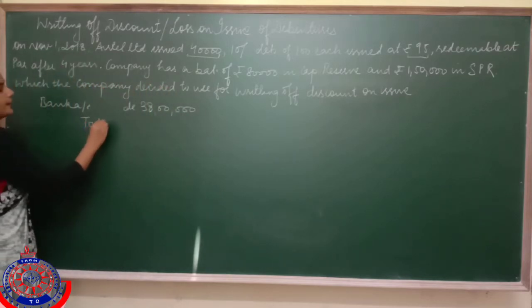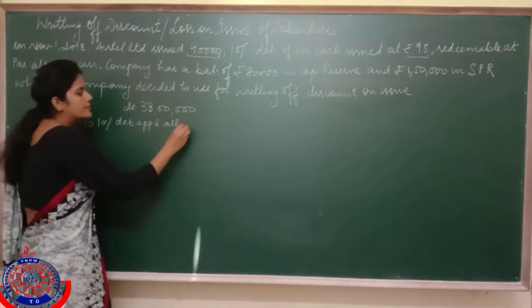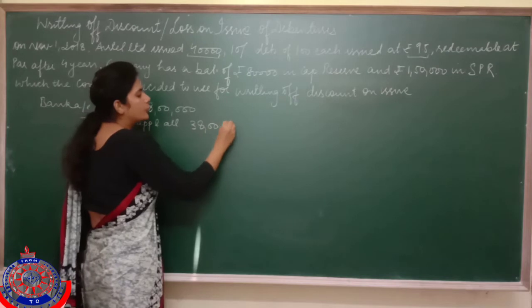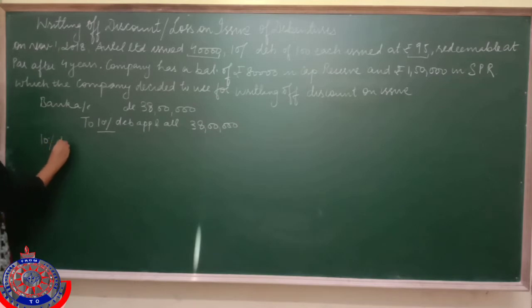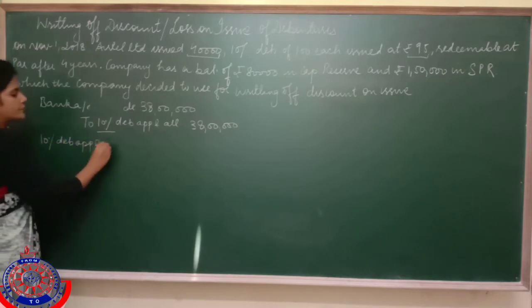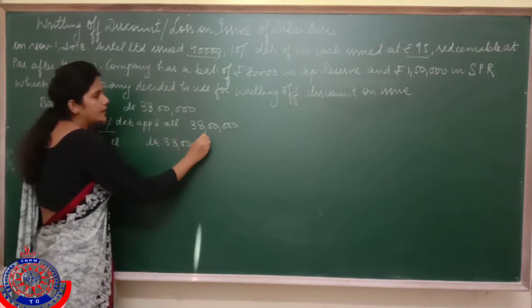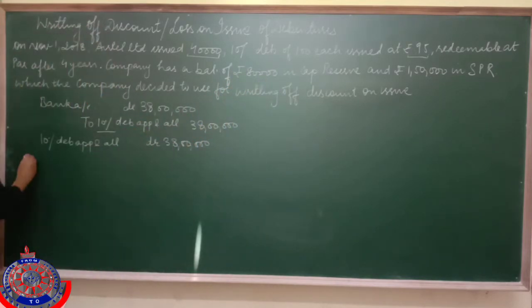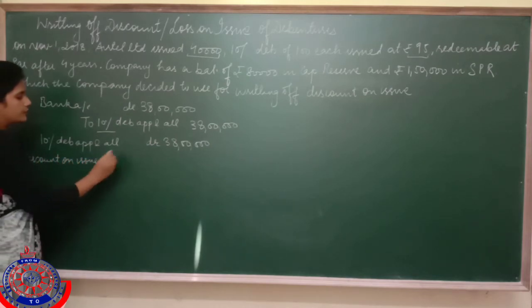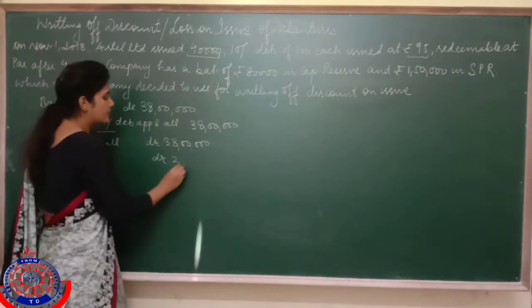To 10% debentures application and allotment, because there are no further calls, so we are going to open one joint account. I hope it's clear. Then the next entry would be 10% debentures application and allotment account debited 38 lakhs. Now you know the value of debenture is 100, but you have issued the debentures at 95, so rupees 5 becomes discount on issue. So 40,000 multiplied with rupees 5 becomes 2 lakh.